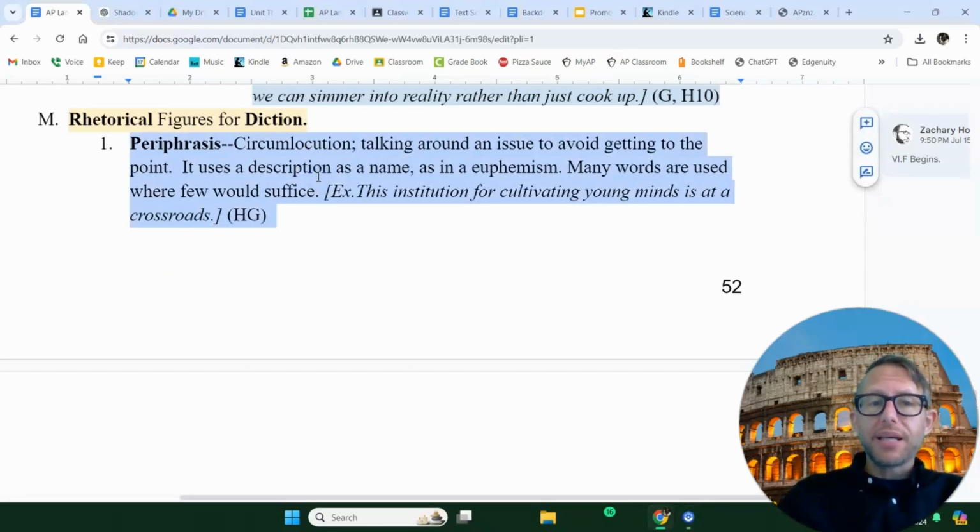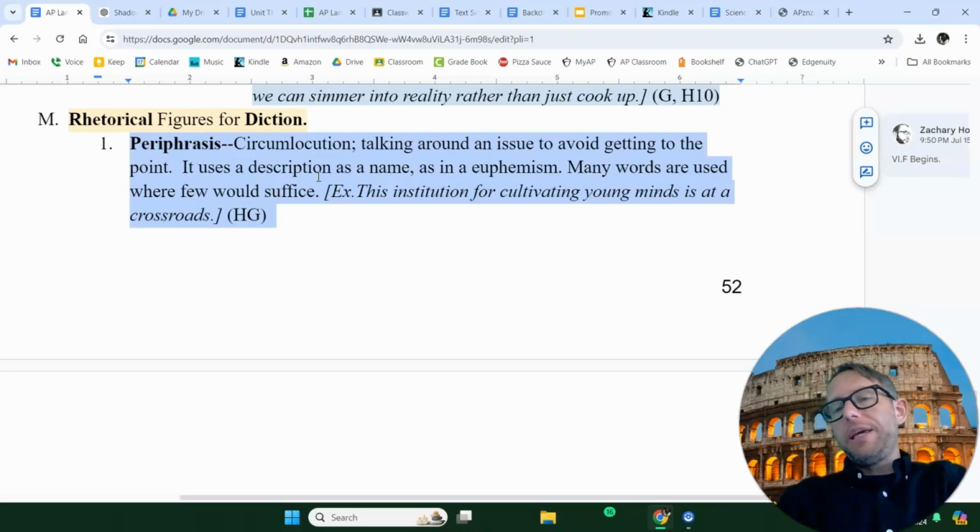So periphrasis, as you can see, that first little definition calls it circumlocution. If that's not a word that is familiar to you, look at the roots. It literally means to go around something. To talk around the issue, to talk around the terminology that's typically used, things of that sort, okay? As you can see there, it uses a description as a name, as in a euphemism. Many words are used where few would suffice. So in that example, it says, "This institution for cultivating young minds is at a crossroads."